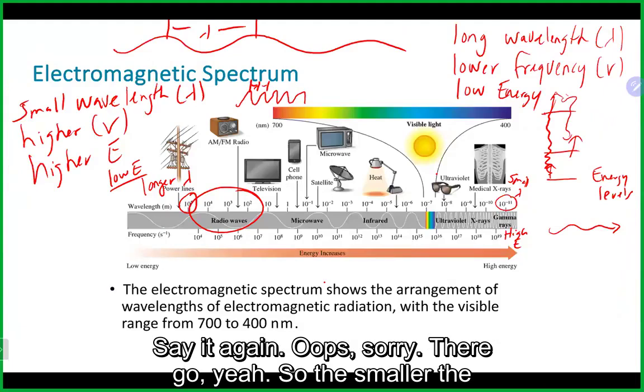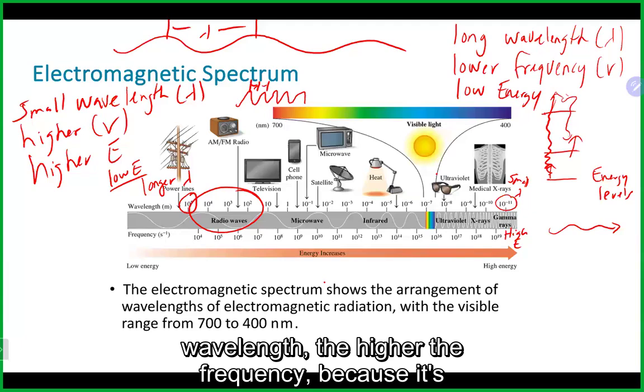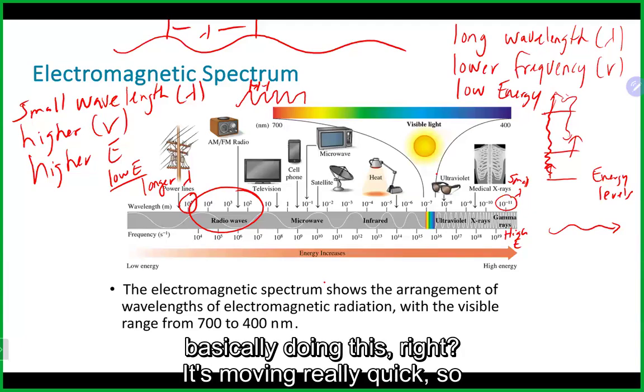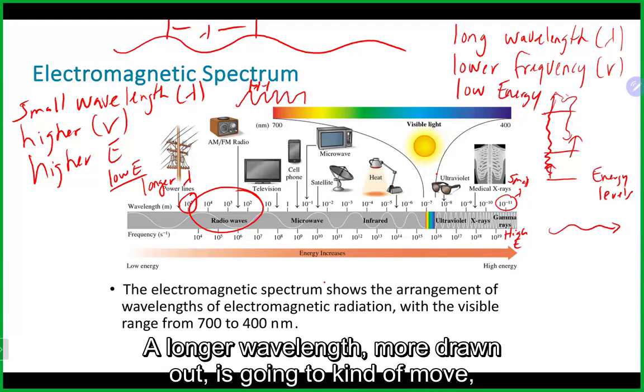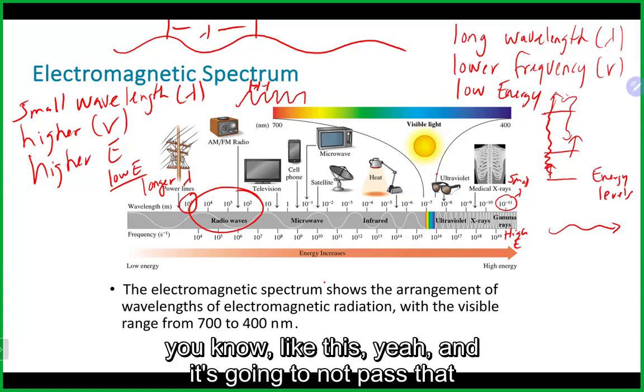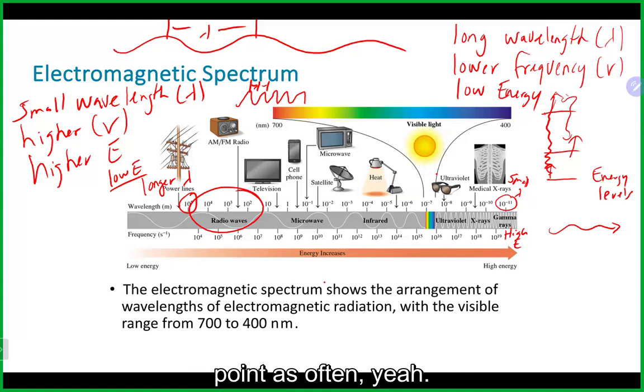Yeah. So the smaller the wavelength, the higher the frequency, because it's basically doing this, right? It's moving really quick. So it's going to pass that point a lot of times in a second, right? A longer wavelength, more drawn out, is going to kind of move, like this. And it's going to not pass that point as often.